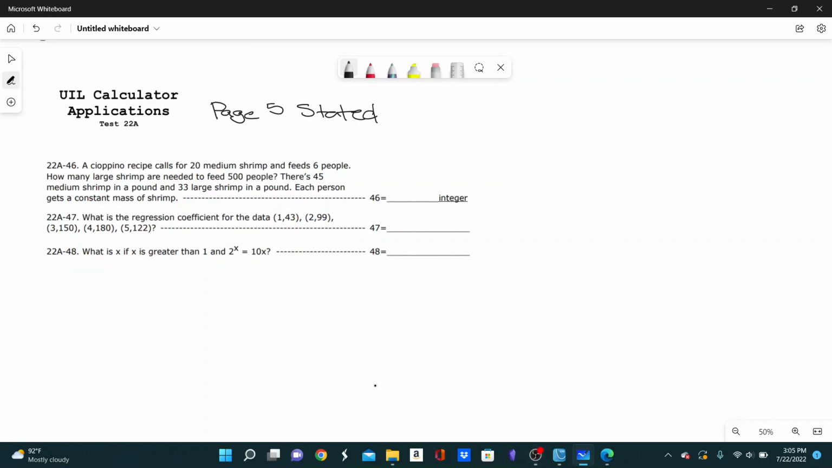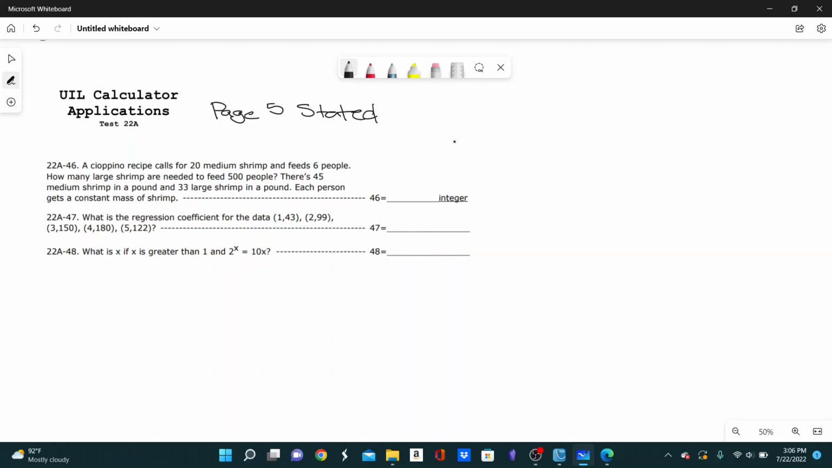Number 46. A cioppino recipe calls for 20 medium shrimp and feeds 6 people. How many large shrimp are needed to feed 500 people? There's 45 medium shrimp in a pound and 33 large shrimp in a pound. Each person gets a constant mass of shrimp.